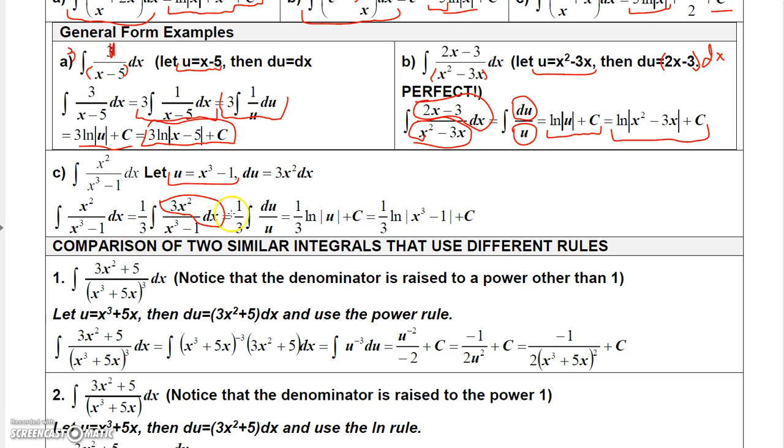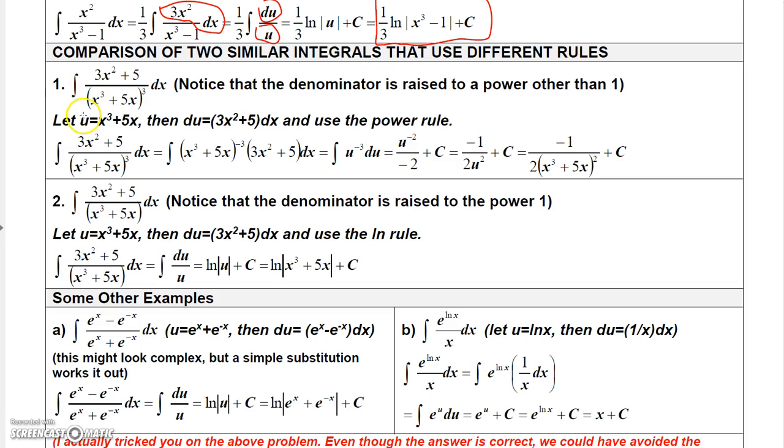And now 3x squared dx, remember, is du. And this denominator is u. So I have 1/3 du over u. And then when I integrate that, that's going to be 1/3 times the natural log of the absolute value of u plus c. And then the last step is to replace u with x cubed minus 1.